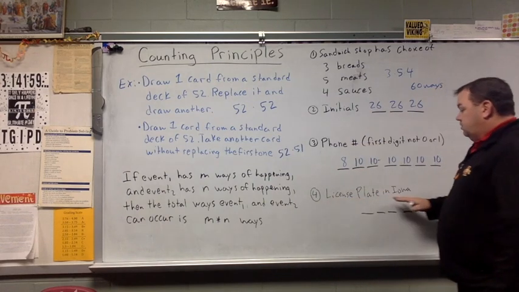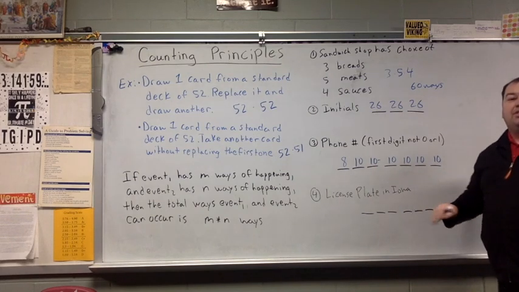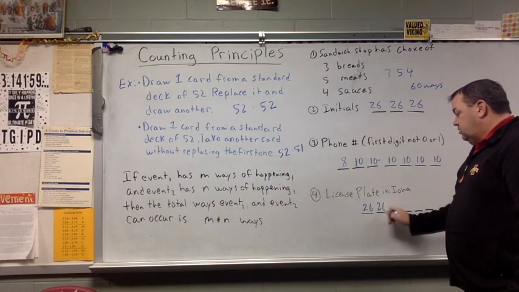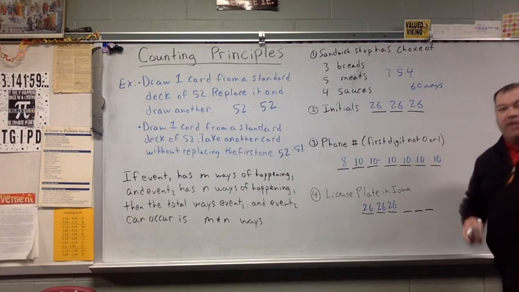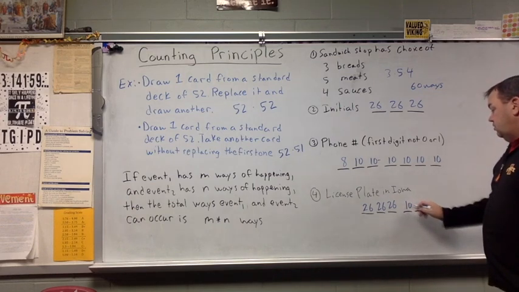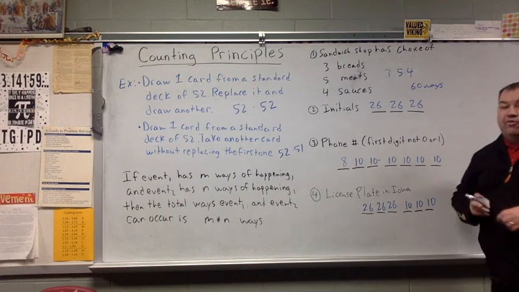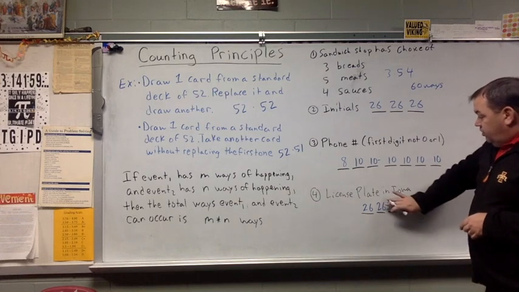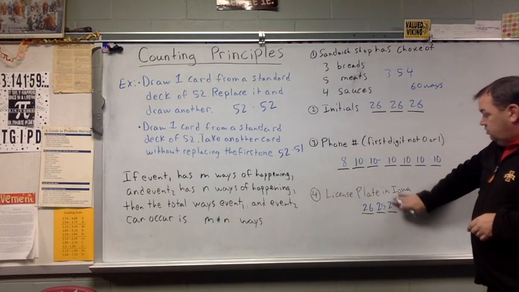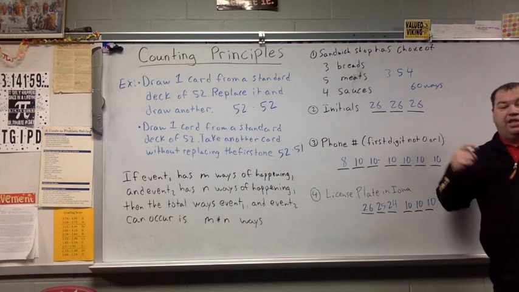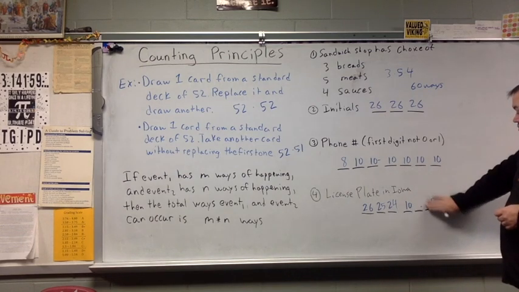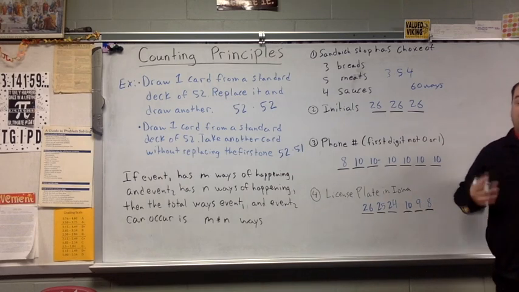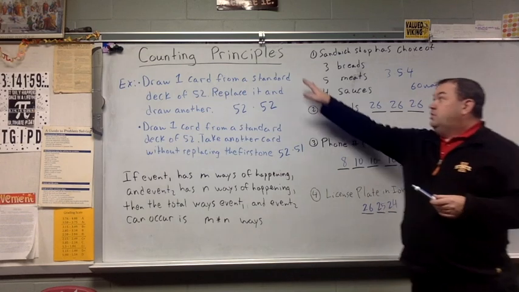Same thing with license plates. In Iowa, our license plates typically have 3 letters, but they can have repeats. And 3 numbers, but they can also have repeats. Now, if they would change the laws or change the rules on our license plates and say you can't have any repeats, then these numbers would definitely change because I'm not replacing the letter after I use it. Same thing with the numbers. And I'd have a different number of ways of this happening, but all of these fall under this big umbrella of the counting principle.